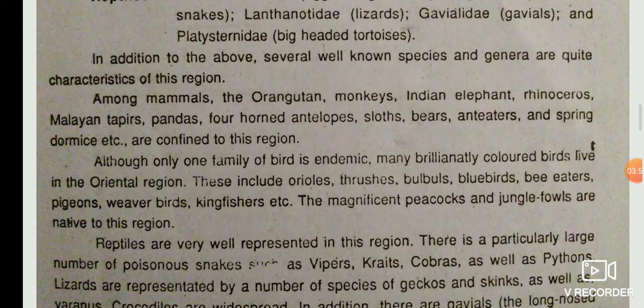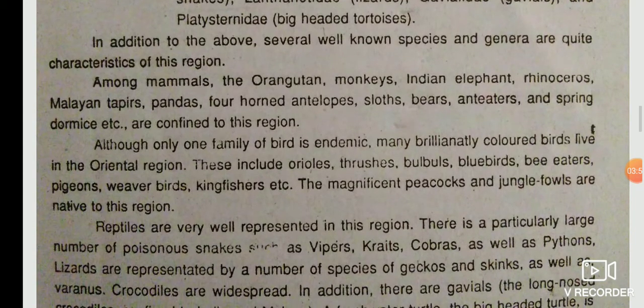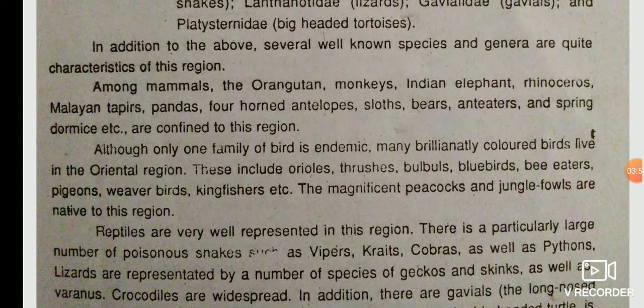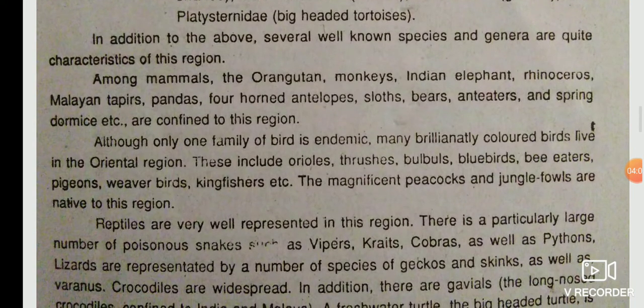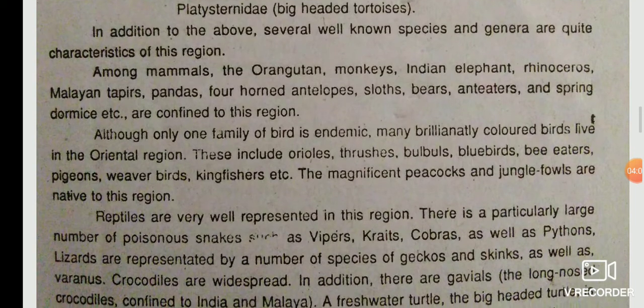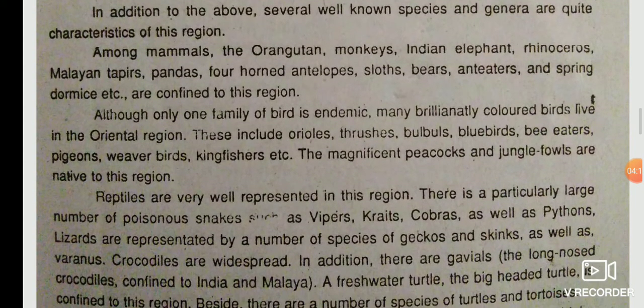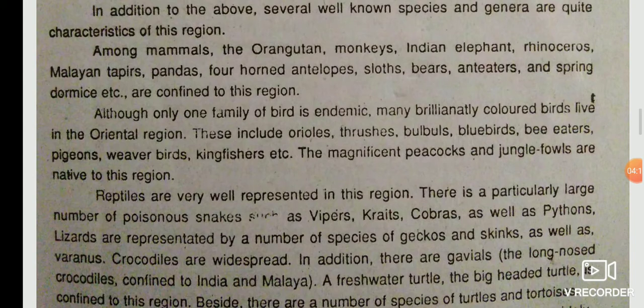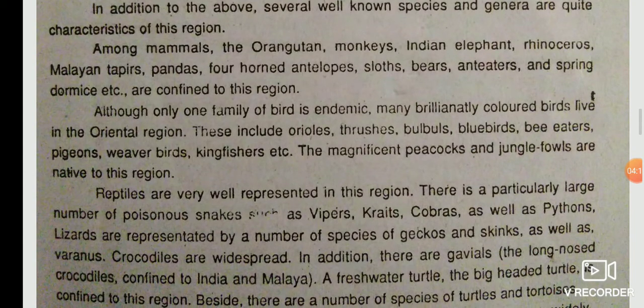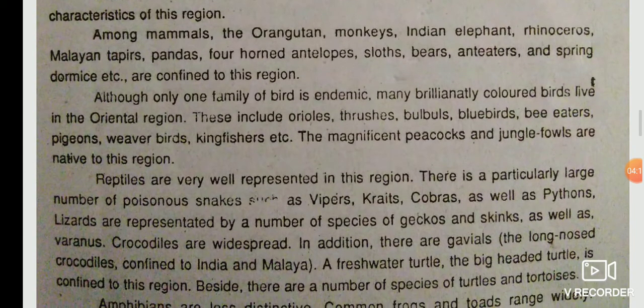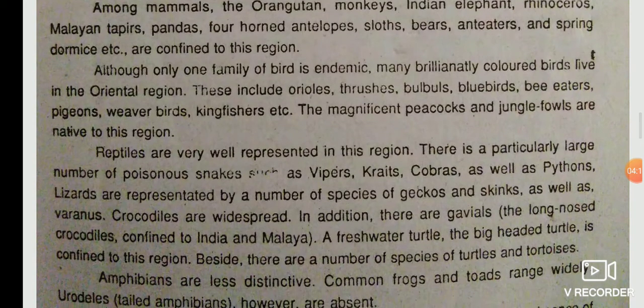Among the mammals, the orangutan, monkeys, they form one family, but the orangutan has more similarities with humans. Indian elephant, rhinoceros, Malayan tapirs, pandas, four-horned antelopes, sloth, bear, anteater, and spring dormice, etc., are confined to this region. Although one family of the bird is endemic, which means native to that place only.